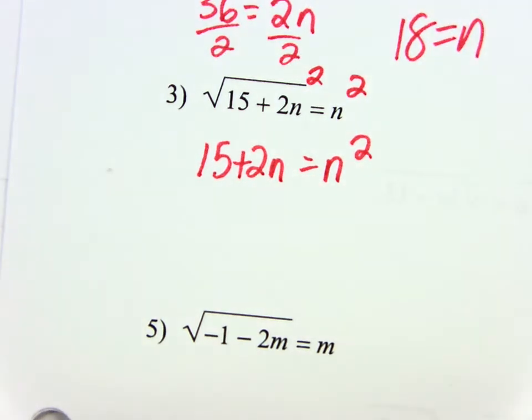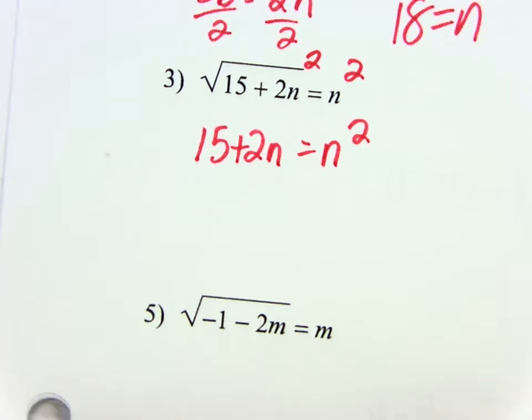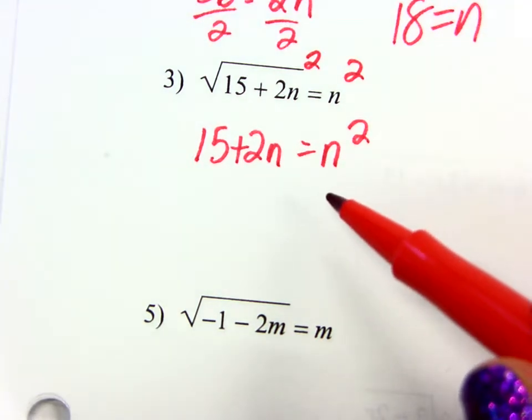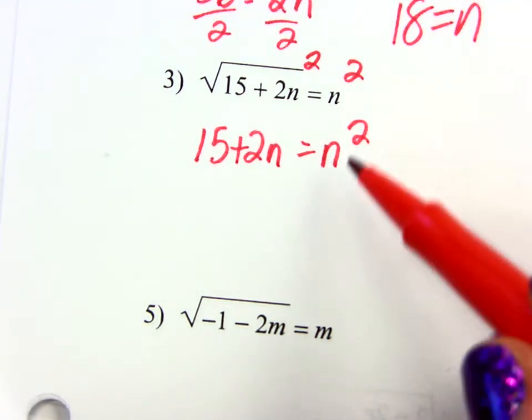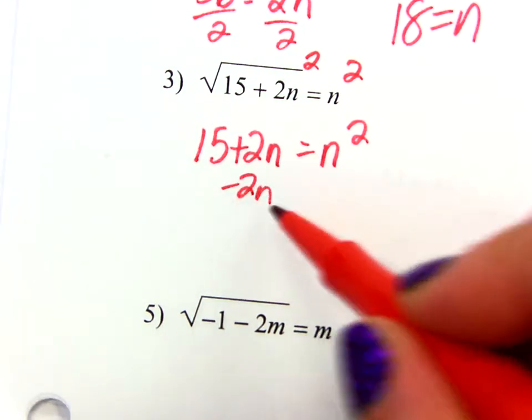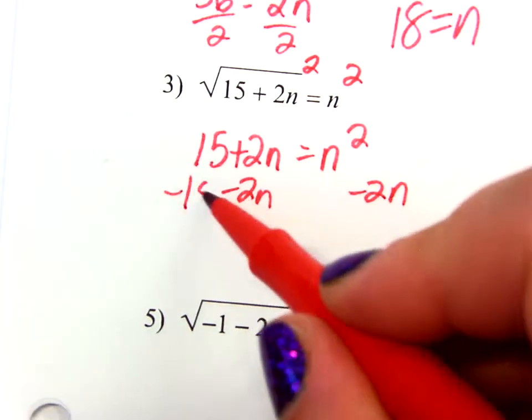How do you solve this one? You all know, I hope. It's a quadratic, right? If you have an n squared, it's a quadratic. If you have a quadratic, what do you want to do with it? Yeah, first I want to set the whole thing equal to 0. And you want to keep the n squared positive. So let's minus 2n. And let's minus 15.